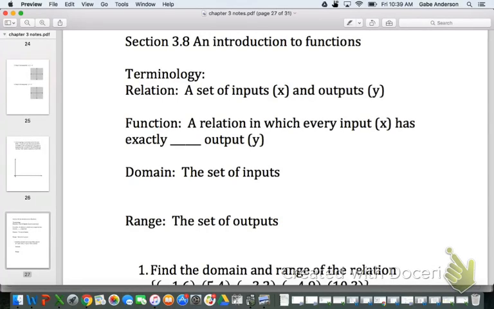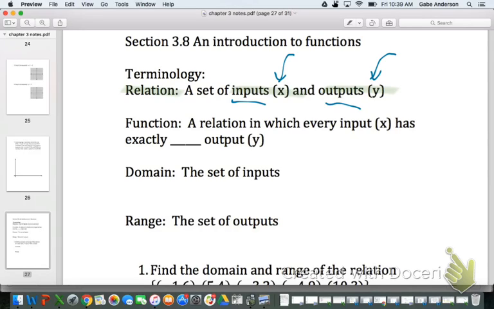Maybe not so much. And so in your notes here, a few fill in the blanks, a few things to point out. So terminology, the first term I want you guys to see here is the word relation. A relation is simply a set of inputs and outputs. And that's the first time we've used the terminology inputs and outputs. Input will always go with the letter or the variable x. Output will go with the variable y.